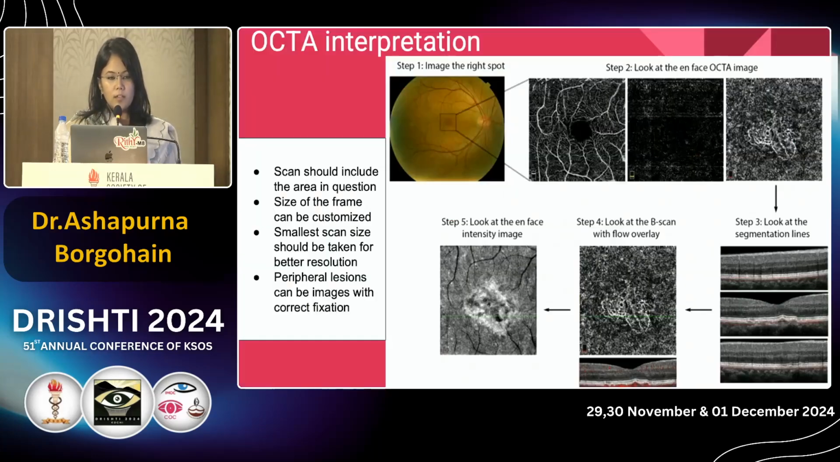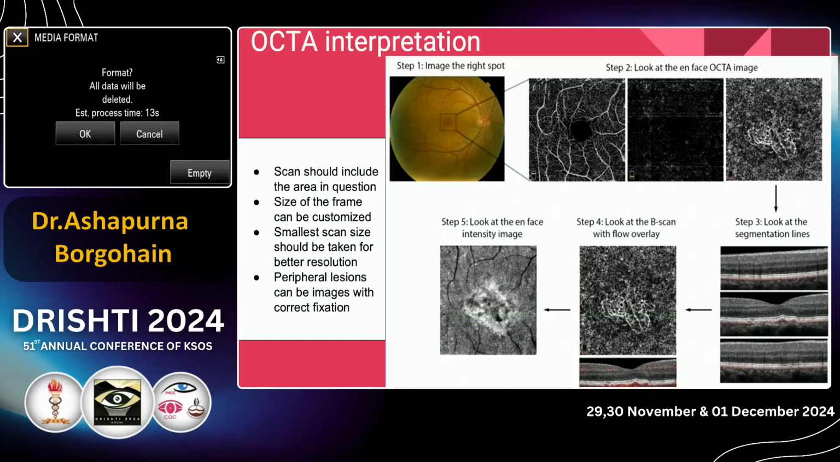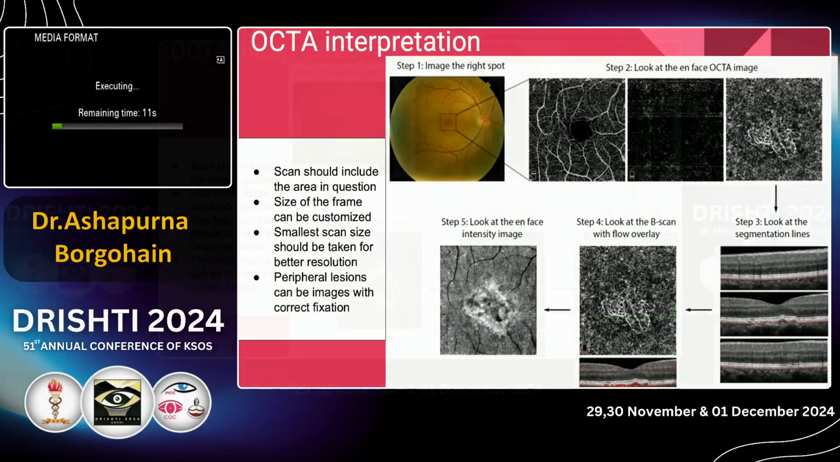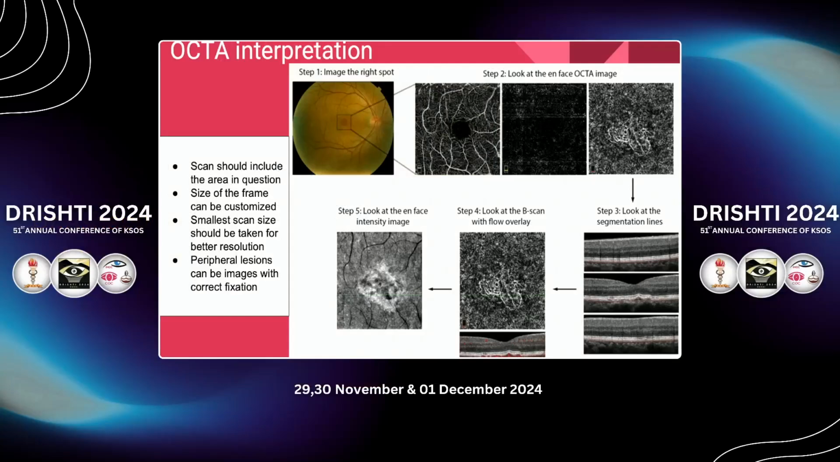When we interpret an OCTA, the first thing which we should see is whether the right area is imaged, whether the pathology or the area of interest is imaged. Then we look at the en-face image. We can pick up any abnormality in the OCTA image, but we should make sure whether it is a real pathology, or is it some projection artifact or any other artifact. So we look at the segmentation lines, whether it is segmented at the right place. Once we know that it is segmented well, then we look at the flow overlay, whether the pathology is corresponding to some flow there.